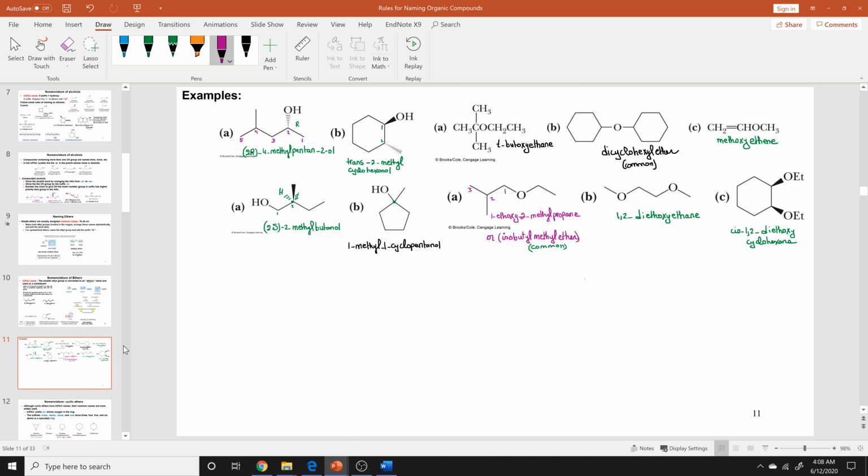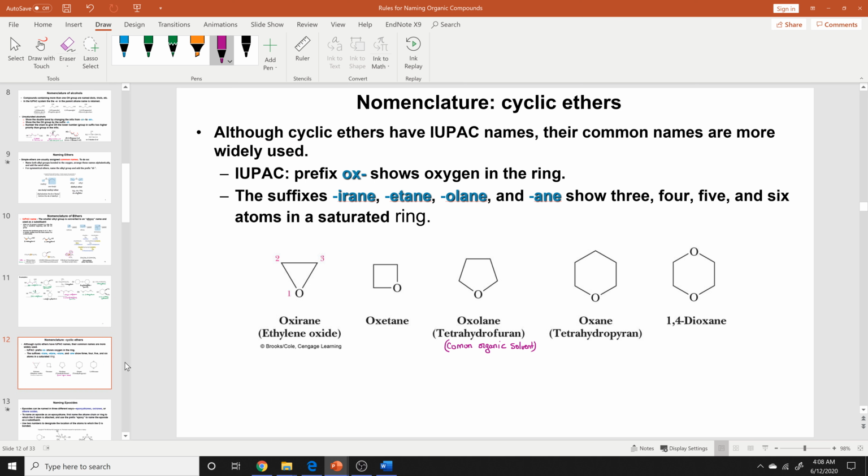These are more examples. They are solved problems. You can go ahead and look at those. Now, with respect to ethers, what I care about is how to name the cycle, the epoxide, basically. And ethers, cyclic ethers, can be named with a common name and an IUPAC name.